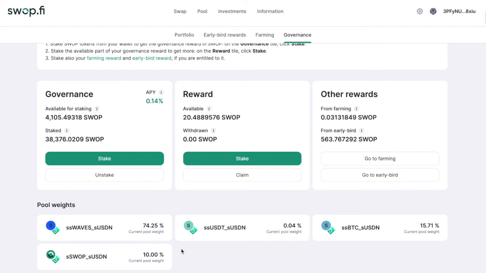So if you are a Swap token holder in the future, you will be able to vote for pool weight. In other words, if you keep your Swap tokens now and if you don't go to Waves Exchange and sell them, or to the Swap USDN pool here on Swop.fi, you will be able to change Swap rewards in pools.